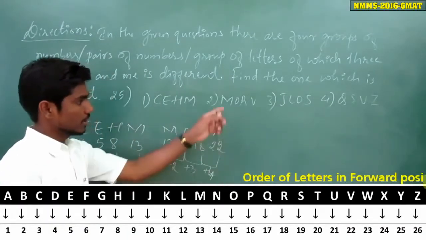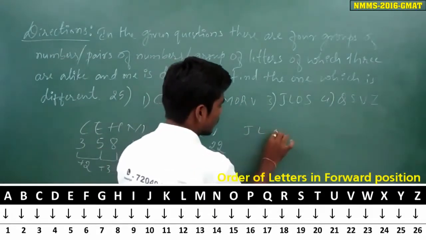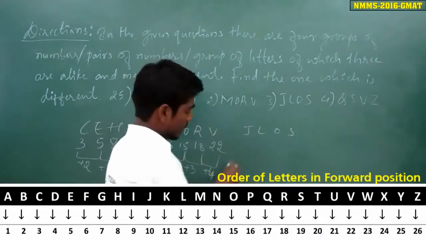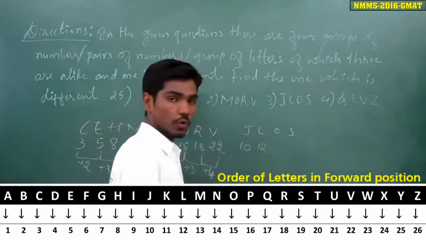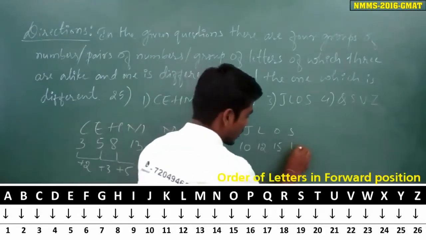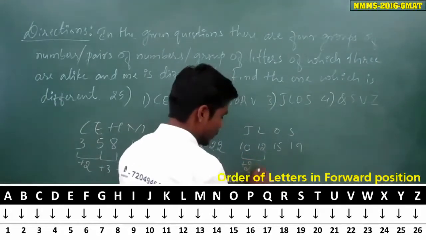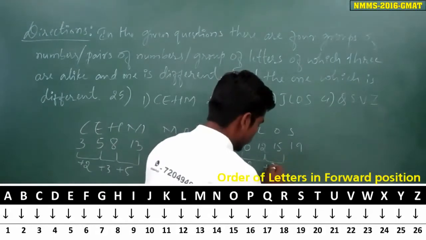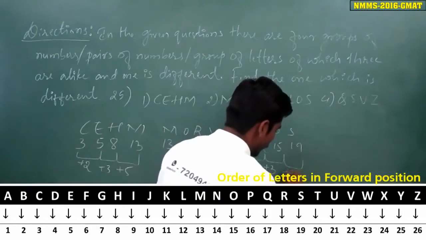Now well friends, let us consider JLOS. Let me write the positions. The position of letter J is 10. The position of L is 12. Position of O is 15. Position of S is 19. So how do I get 12 from 10? If I add 2. Now how do I get 15 from 12? If I add 3. Now how do I get 19 from 15? If I add 4.